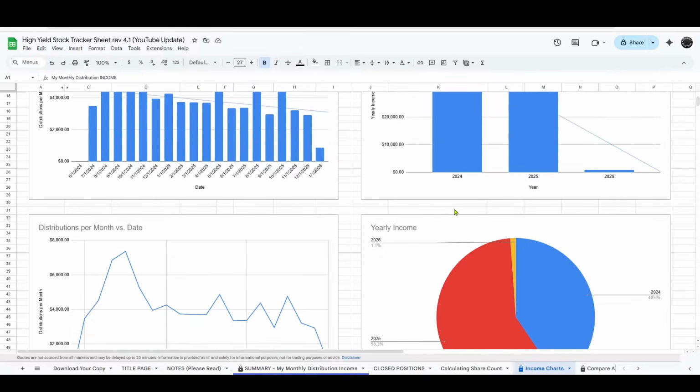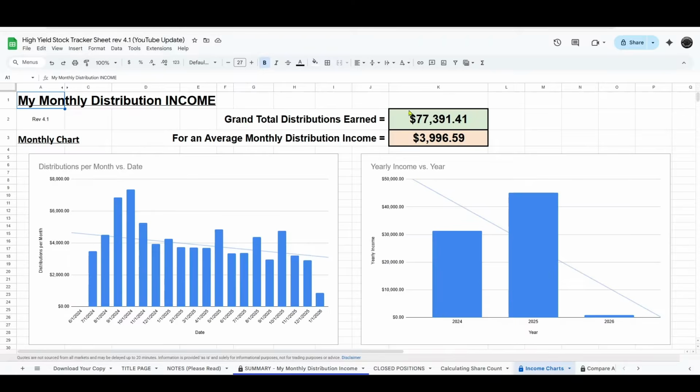It just depends on how you like to look at the information. But as you can see, my grand total of distributions earned is $77,000. And if I did average that out for the amount of time that I've actually owned these ETFs, that would be about $3,900 per month. And that's just that amount divided by the amount of time that I've actually owned these ETFs. And that's from the very first one.